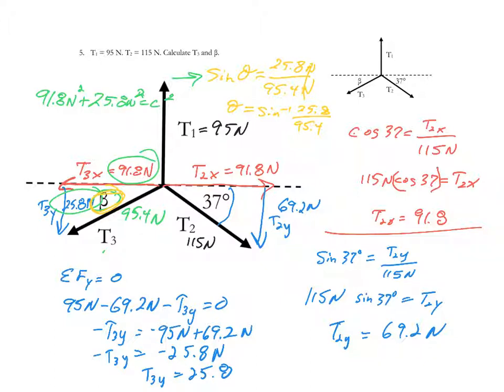and throw that in your calculator. 25.8 divided by 95.4. I get an angle of 15.7 degrees. Woo woo.